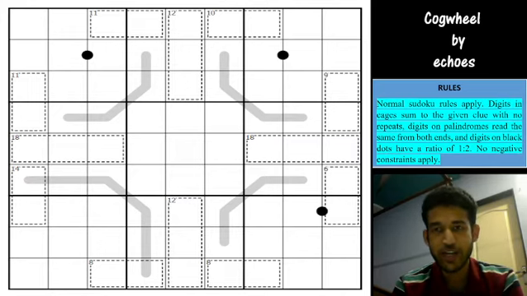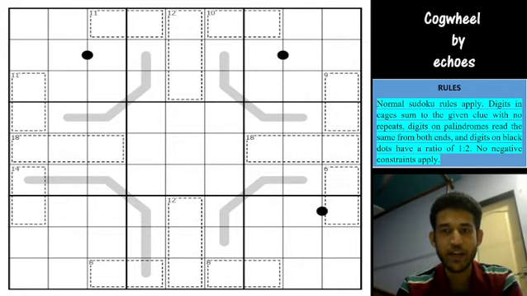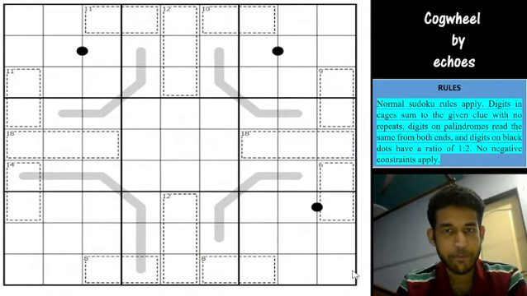This Sudoku was created by Ecos, an author whose Sudokus we haven't covered previously on the channel. The link to solve this Sudoku is given in the description of the video. Do give it a try, seems to be a really interesting one. So having said that, let us have a look at the rules of the Sudoku now.